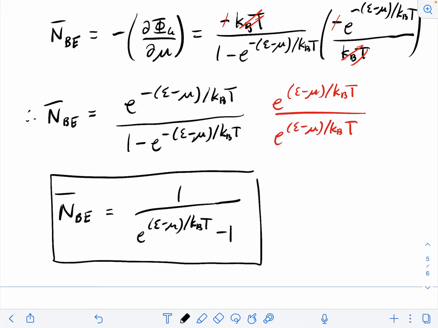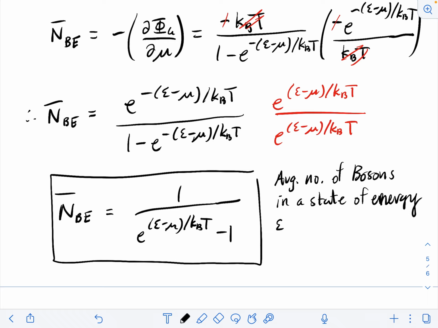Okay, and so this is the average number of bosons in a state of energy epsilon at temperature T, and it's the Bose-Einstein distribution. All right, good.